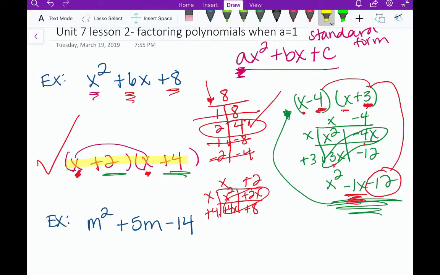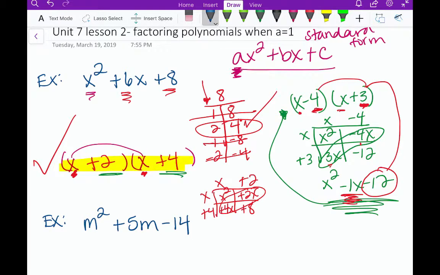So again, let me just emphasize that this is the correct answer. Let me write it a little bit more clearly. X plus 2 times x plus 4 is the answer of the factors of that trinomial. We're not solving anything, we're just factoring it so that later we can solve.